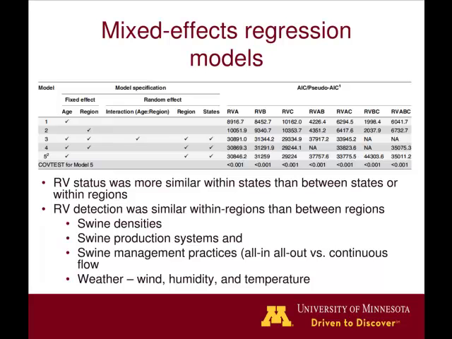So ultimately in our model, we had the fixed age. Region was not included. We did not include interaction, but we did include region and states as a random effect. So ultimately, what does this mean? It just states that rotavirus infections were more similar within states than between states and then between different regions.